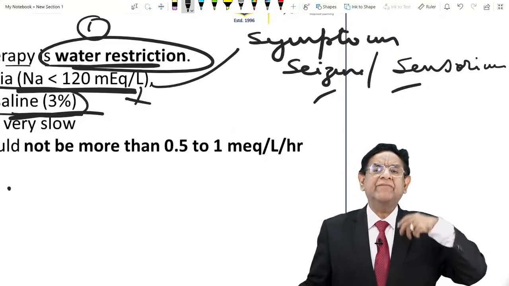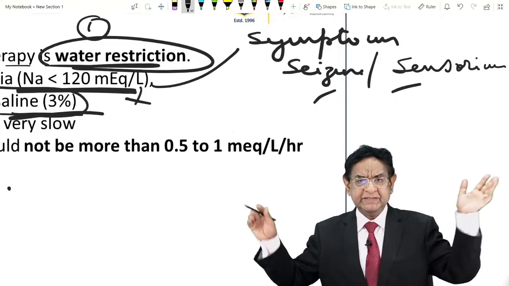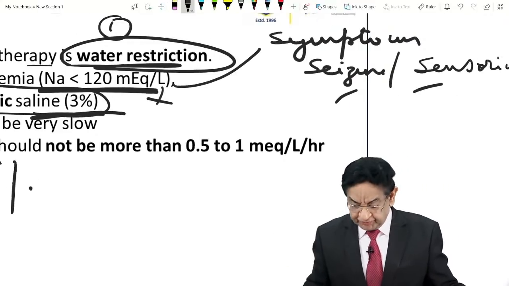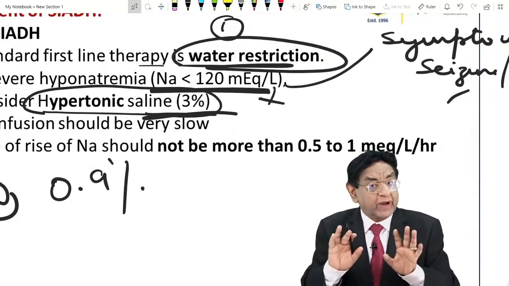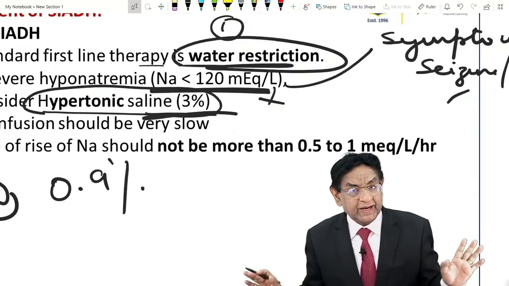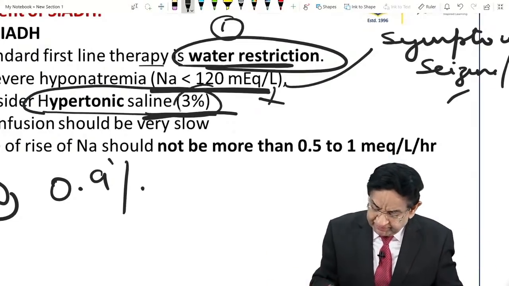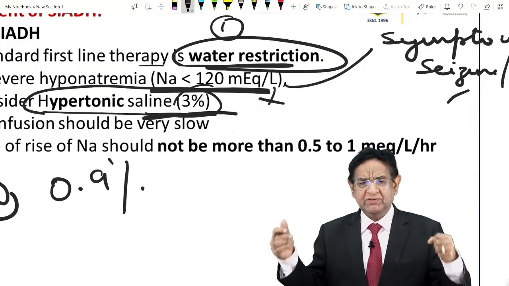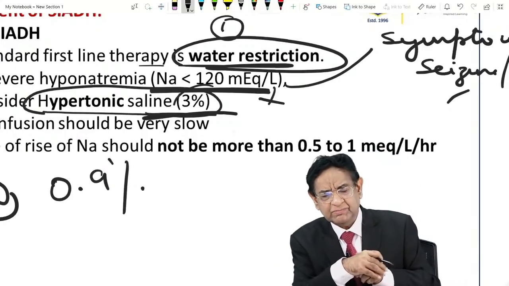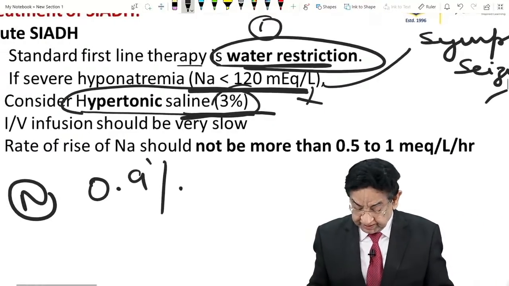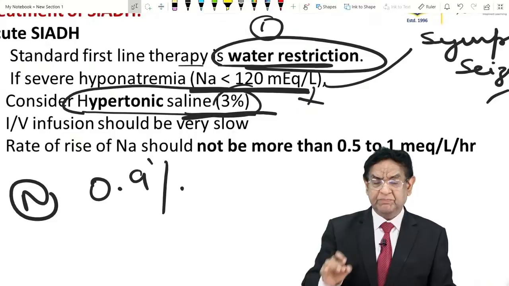Okay, now one more question. Suppose the patient is asymptomatic and serum sodium is 120. Will you give hypertonic saline? No way. No way. We have to go by symptom. But definitely when the patient is having seizure and altered sensorium, sodium level will be low. That is understood. But what is the single most important?